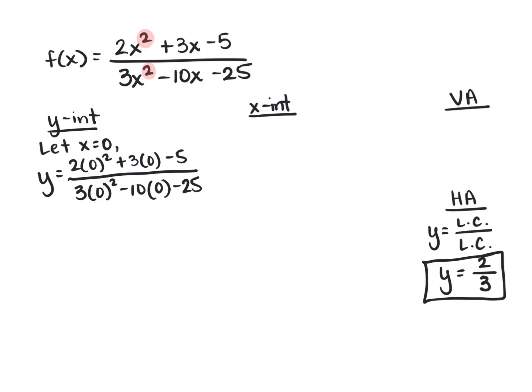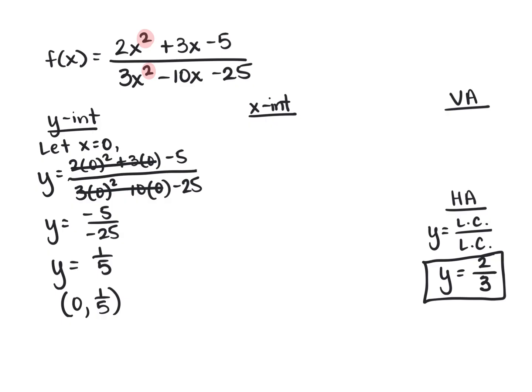So from this, we know very quickly that these terms are gone. So I'm left with y is equal to negative 5 over negative 25. So that will reduce to a y-intercept of 1/5. So if it wants the number, it would be 1/5. If it wants the ordered pair point, that would be (0, 1/5).